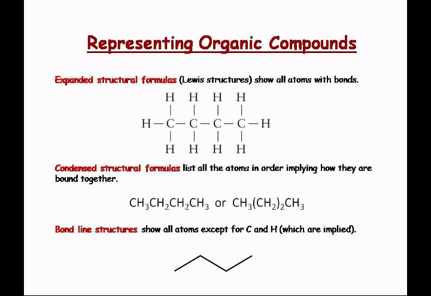Okay, so let's take our thinking to the next level, okay? This is the bond line formula, okay? I know we talked about this briefly last time, but bond line structures show all the atoms except for carbon and hydrogen. And that always shows the bonds, okay? Carbon and hydrogen are implied, okay? So you're going to see a lot of these bond line formulas, not only in this class, but from now on in your chemical education. So you're going to have to become very familiar with these, okay?